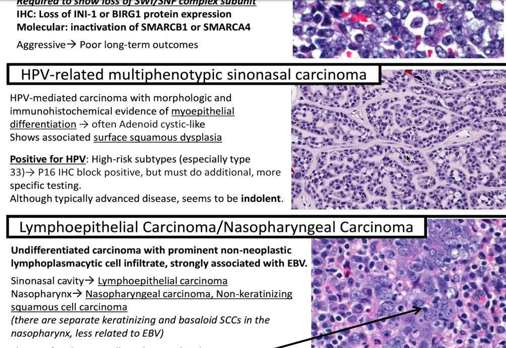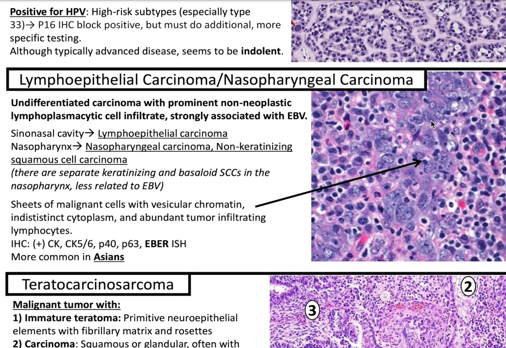HPV-related multiphenotypic sinonasal carcinoma. This is an HPV-mediated carcinoma with morphologic and immunohistochemical evidence of myoepithelial differentiation, often adenoid cystic-like. It shows associated surface squamous dysplasia. It's positive for HPV, high-risk subtypes, especially type 33. And thus, if you do a P16, it'll be block positive, but you have to do additional, more specific testing. Although typically presenting as an advanced disease, it seems to be indolent.